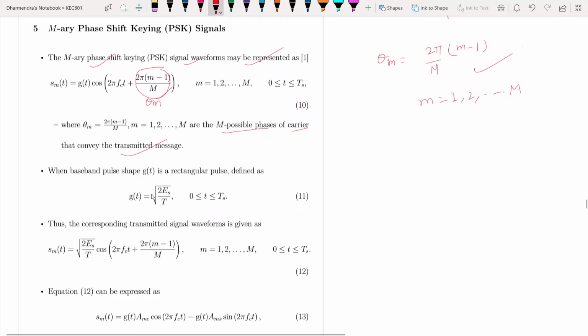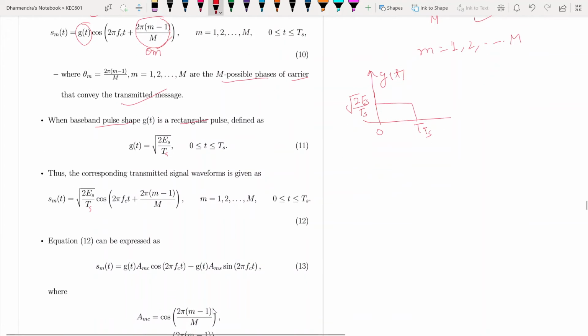So this is the baseband pulse. g(t) is a rectangular pulse like this, from 0 to Ts, with height square root of 2 Es by Ts. This is this type of waveform, and the corresponding transmitted signal waveform looks like this.